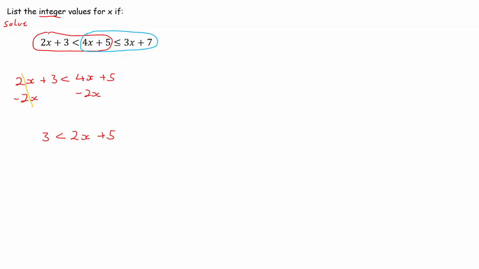It's much easier to get the x part on the left-hand side. It's just easier. That's kind of what we're used to, isn't it? So let's go and do that. Let's rewrite this. This means 2x plus 5 is bigger than 3. So we can rewrite it as 2x plus 5 is greater than 3.